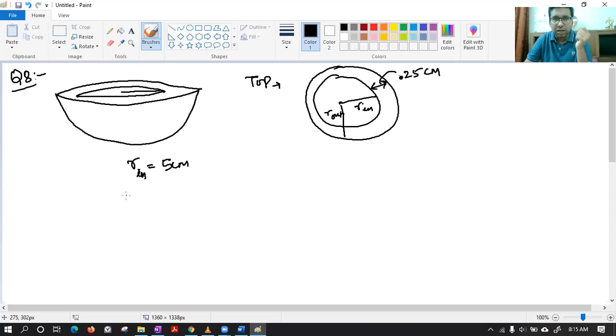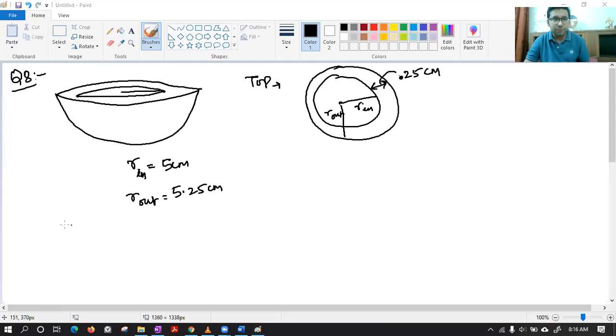What we can say about R out plus R out will be how much? 5.25 centimeter. Okay, so we have two things now. They are asking to find the outer curved surface area of the bowl. Very simple question. For the outer curved surface area, we just need the outer radius and the formula is there. Just put the values in the formula.